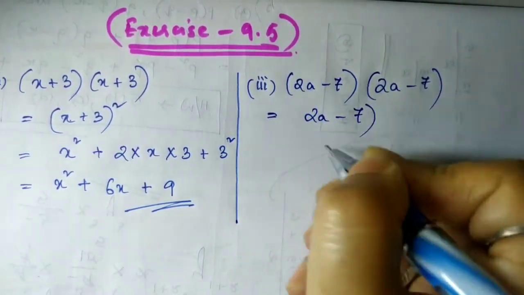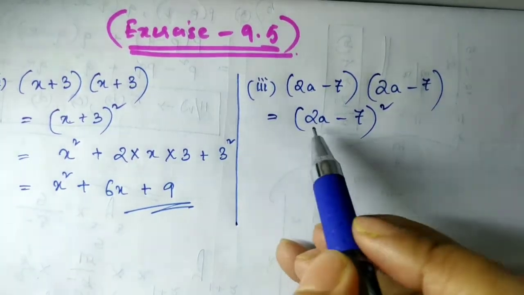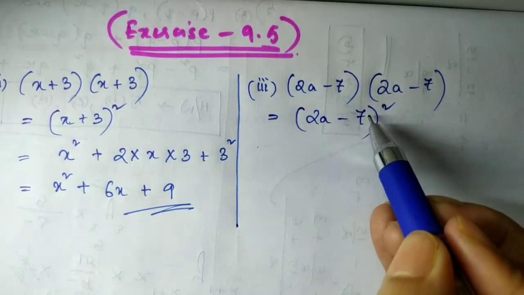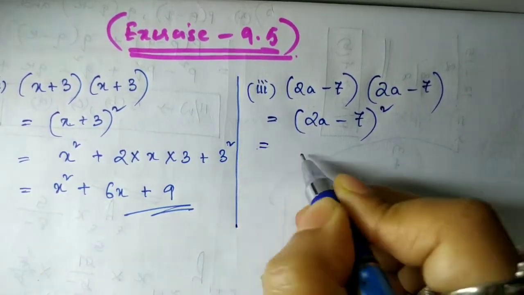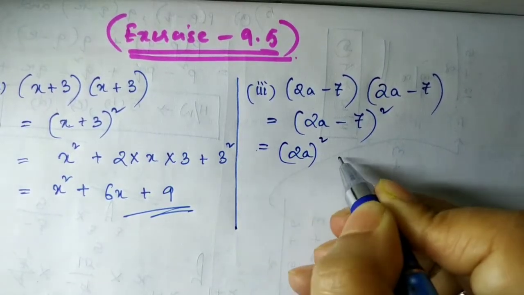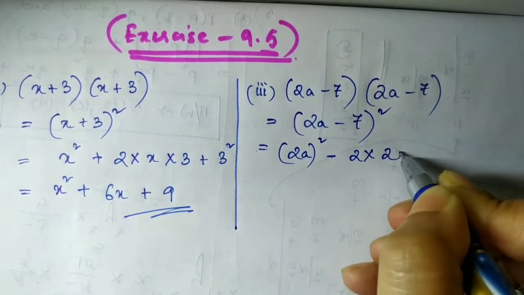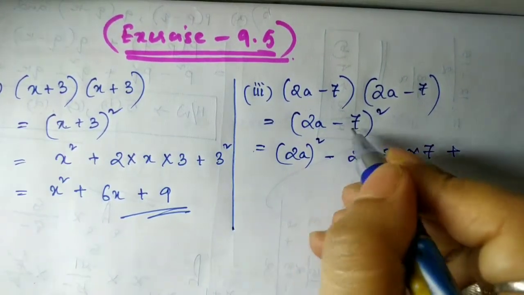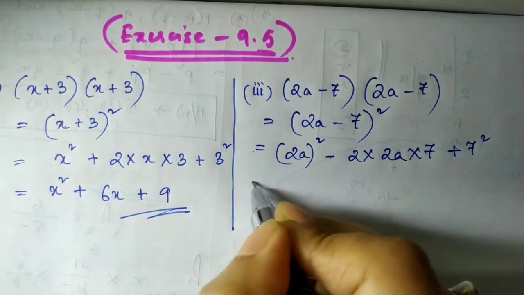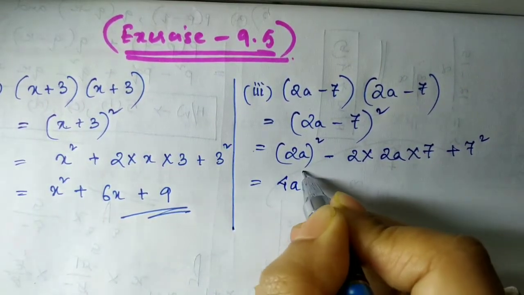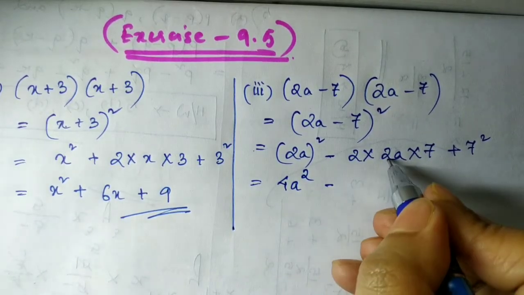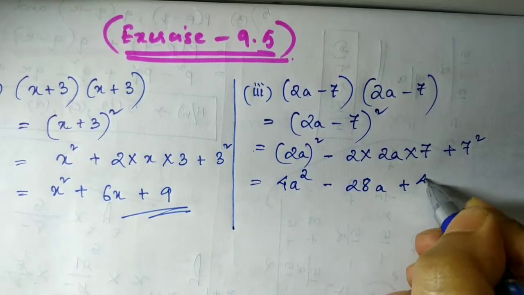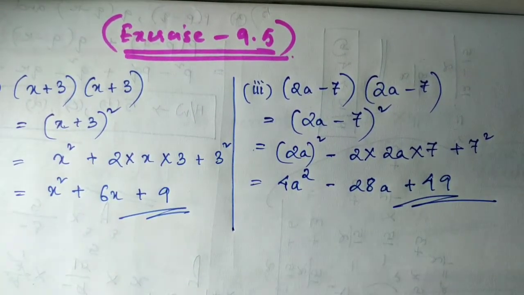I can write it as this. Now it is in the form of (a minus b) whole square, right? This is the a and this is the b here. So that is the second identity. a square, this whole thing, minus 2 into a, this is the a, into b, plus b square, this is the b, so b square. (2a) square means 2a into 2a will be 4a square, minus 2 2s are 4, 7s are 28a, plus 7 square is equal to 49. So this is the solution.